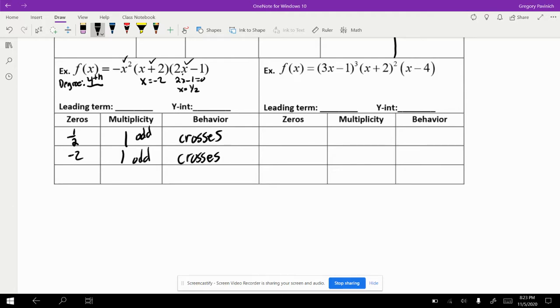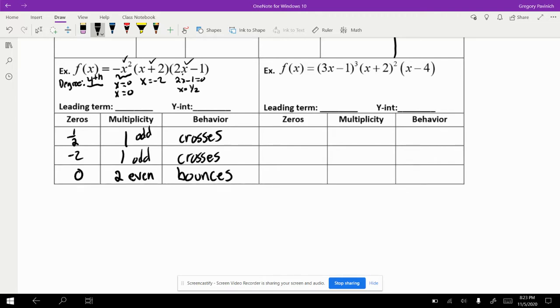Remember, crossing through the x-axis happens with an odd multiplicity, and the bounce happens an even amount of times. Now, remember, whatever my degree is is how many zeros or solutions or x-intercepts I have. So right now I have 2 x-intercepts. I need 2 more. Notice my x is squared. So I'm going to get 2 at 0, which is an even amount of times. So this one is where it bounces.